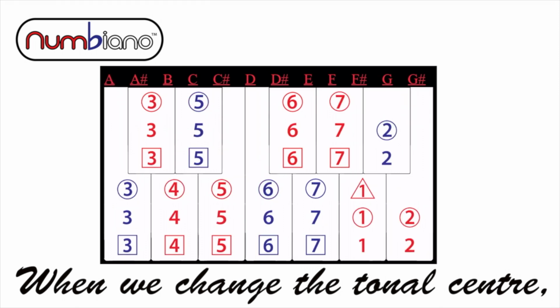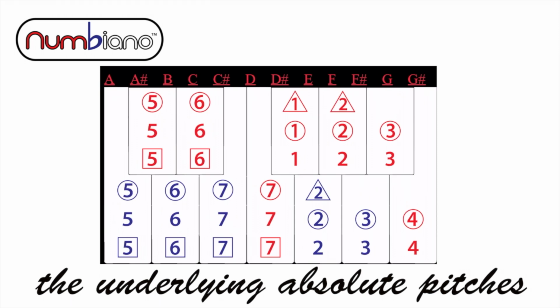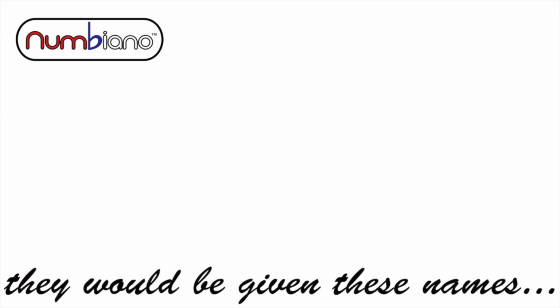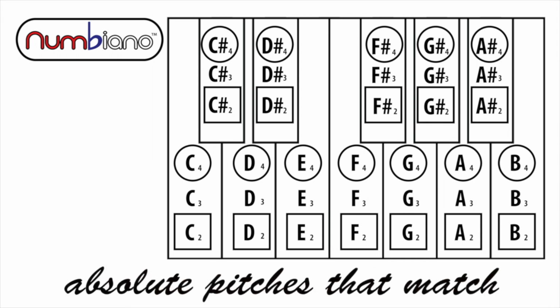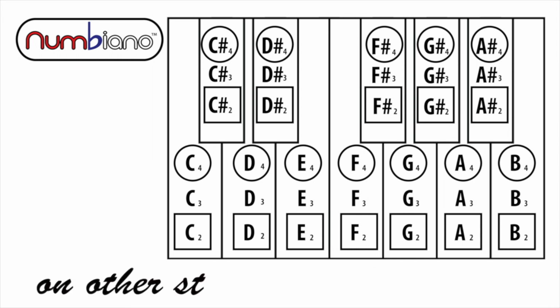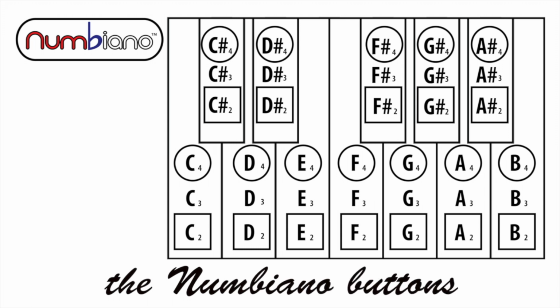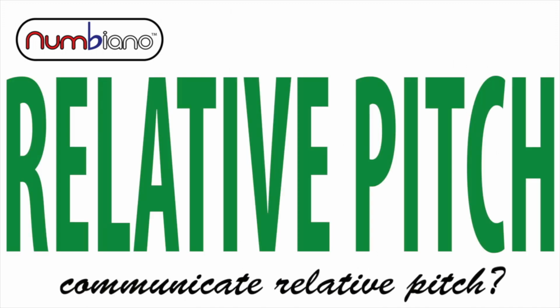When we change the tonal centre, even though the numbers on the Numbiano change, the underlying absolute pitches always stay the same. And if we were to name the buttons on the Numbiano in an absolute way, they would be given these names. These are the underlying absolute pitches that match the letter names played on other standard instruments. Even though we don't use these absolute pitch letter names to describe the Numbiano buttons, it's important to know that they exist and that they're there. So how does the Numbiano communicate relative pitch?